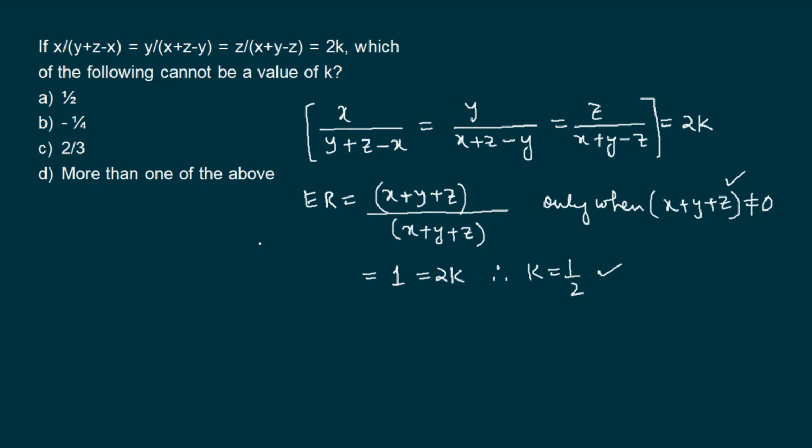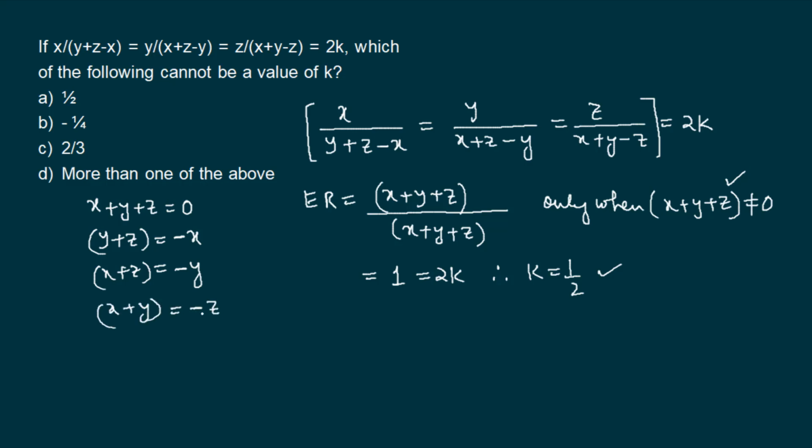But as said, we can't take half an assumption when nothing is mentioned in the particular question as far as MCQ are related. So let us see what will happen if x plus y plus z is equal to 0. Then y plus z would be equal to minus x, x plus z is minus y, and x plus y is equal to minus z.